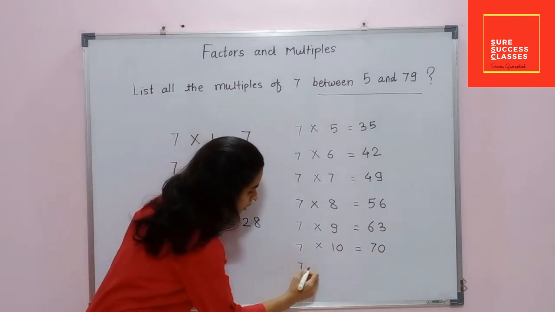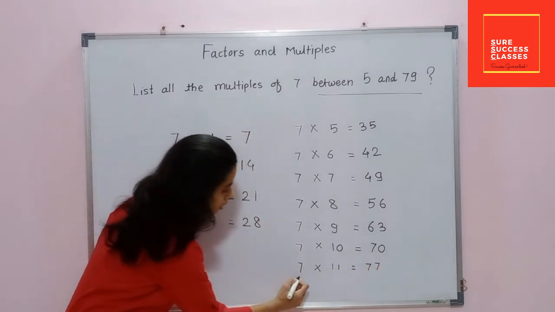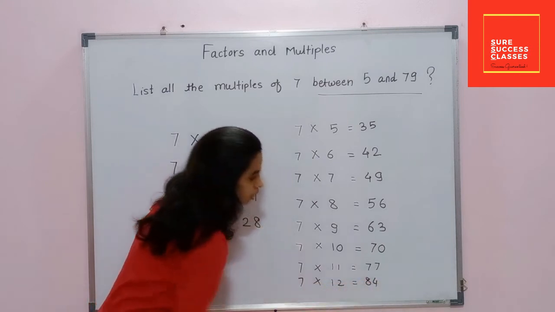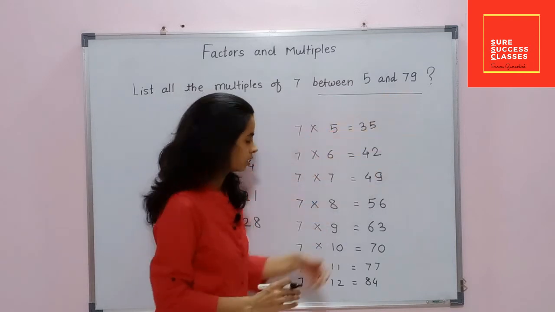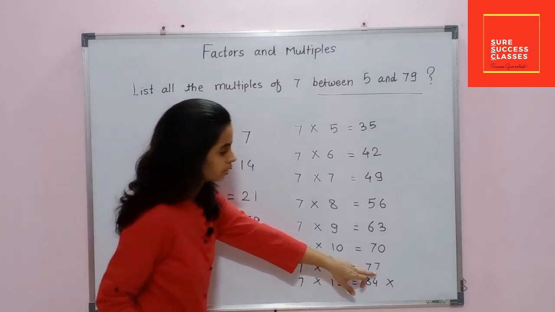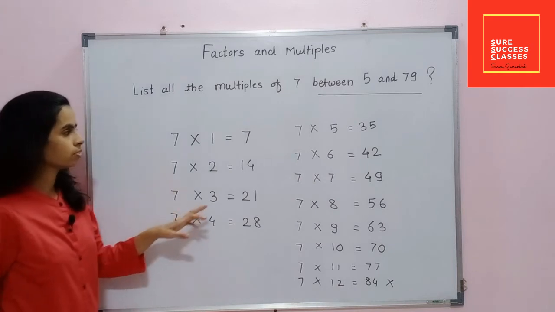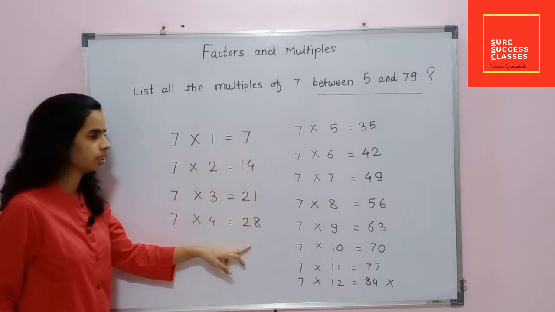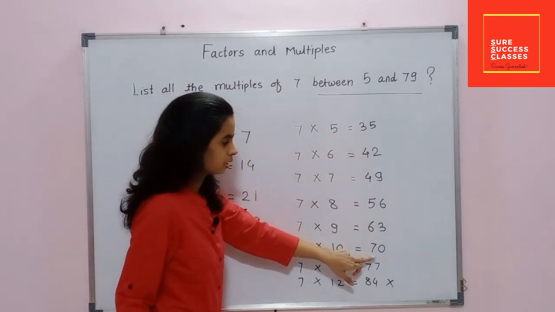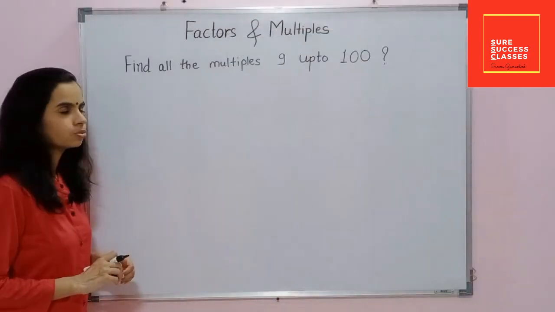Then we will move ahead. 7 11s are 77. If we multiply 7 by 12, we will get 84. It is greater than this one, 79. So we will take these numbers up to 77. This is not in our answer. So the multiples of 7 are 7, 14, 21, 28, 35, 42, 49, 56, 63, 70 and 77, between 5 and 79. Go for next one.